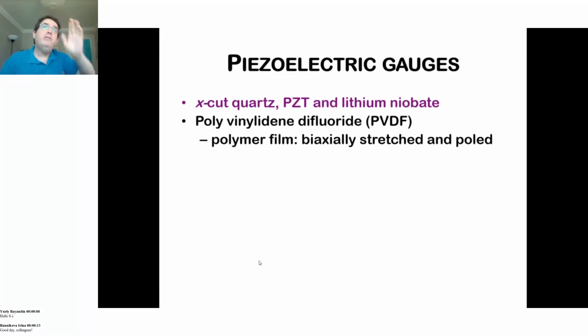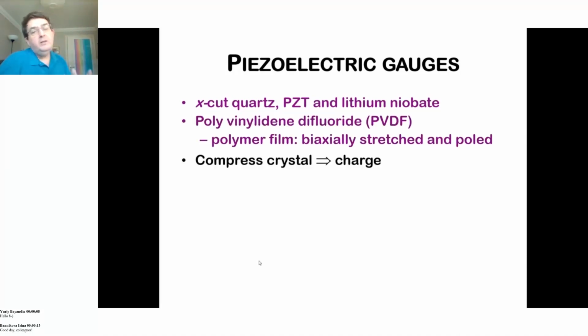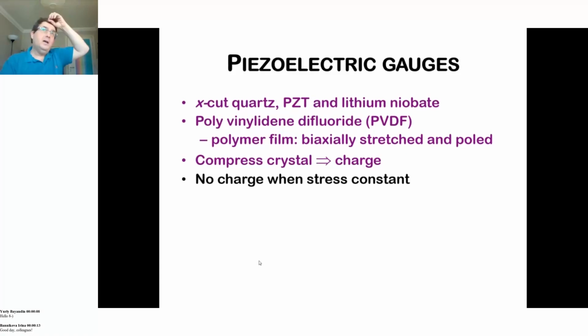That will freeze the direction of the polarized components in the polymer into a certain orientation. That's biaxial stress and small charge and pole. When you compress the crystal, you get charge out, and therefore what you're doing is measuring charge when the strain of the gauge changes, and the strain of the gauge changes when you change the stress.